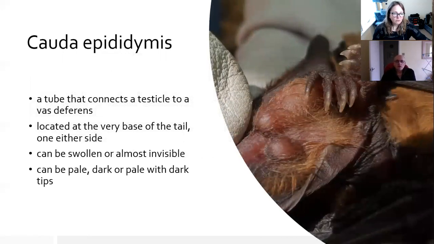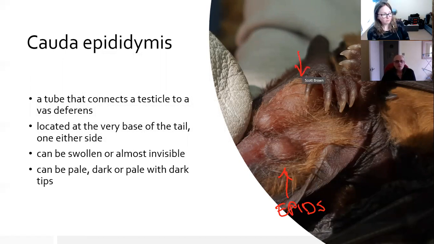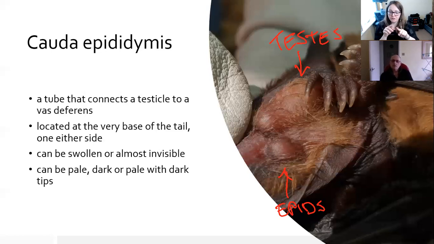So Scott, if you can annotate this, that'd be great, because you can see in this picture the testes and the epids, and you could be forgiven for looking at this picture and seeing those two little balls and thinking those are the testes, and they are not. The cauda epididymis is a tube that connects the testicles to the vas deferens, at the base of the tail. If you find the tail of the bat, right up near the base of the tail, there is a little tube on either side, and it's either full or it's not full, and they can be very, very hard to see if the bat is not in breeding condition.